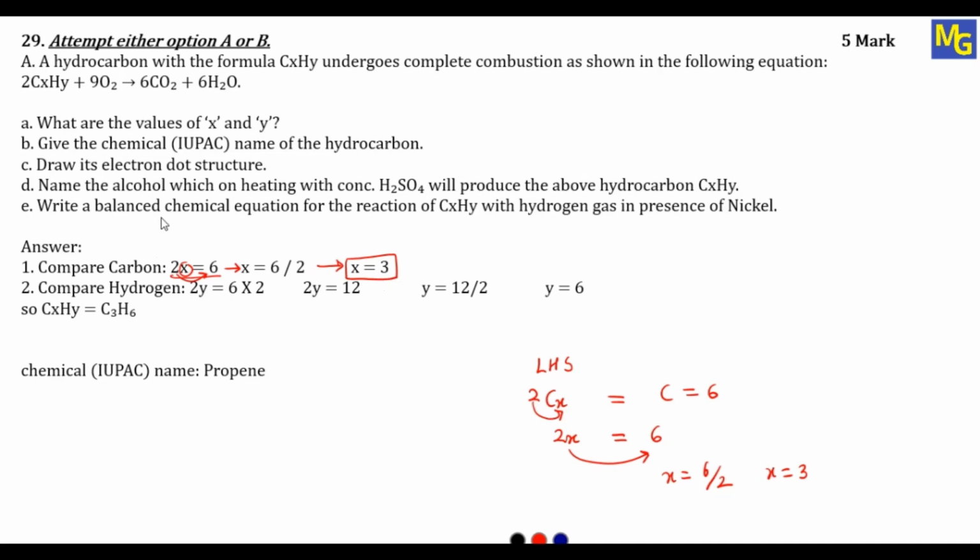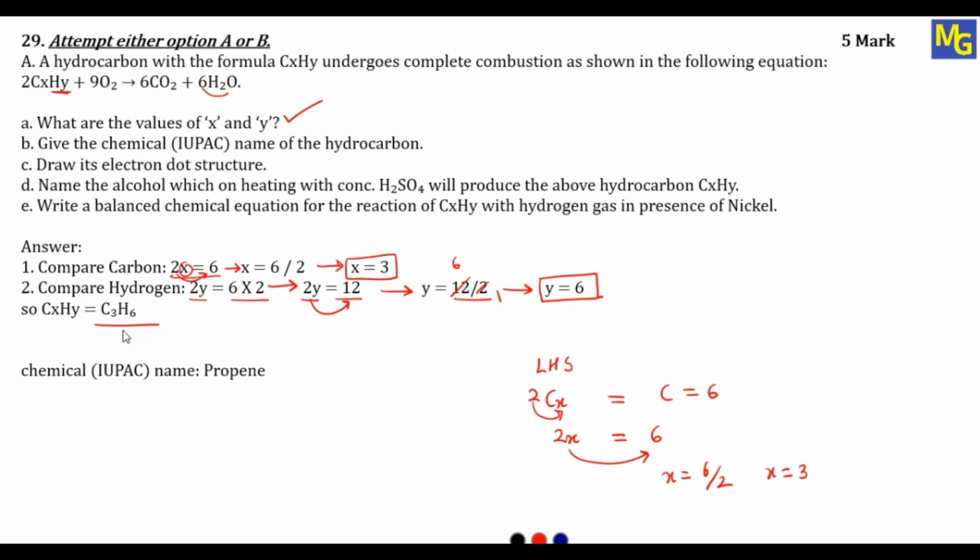Same way we have to find out y. Now see in the reaction, it is Hy, but this 2 is applicable to hydrogen also. So therefore it will be 2Hy, or you can say 2y. And on this side, how many hydrogens? 6 into 2, it will be 12. So therefore 2y is equal to 6 into 2. So 2y is equal to 12. Then if you shift the 2 to this side, y is equal to 12 divided by 2. And therefore y will be how much? 2 sixes are 12, so y is equal to 6. So we got x and y. So the first question is completed. Now therefore the formula will be C3H6.